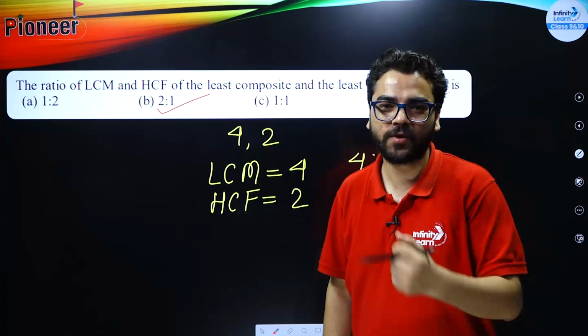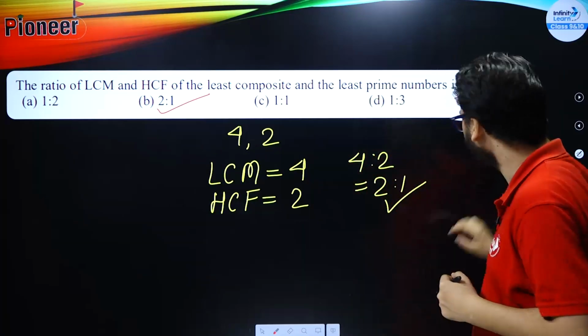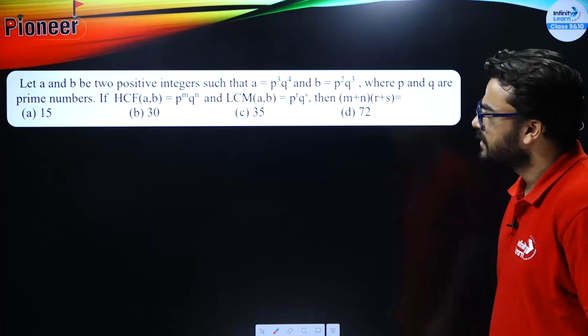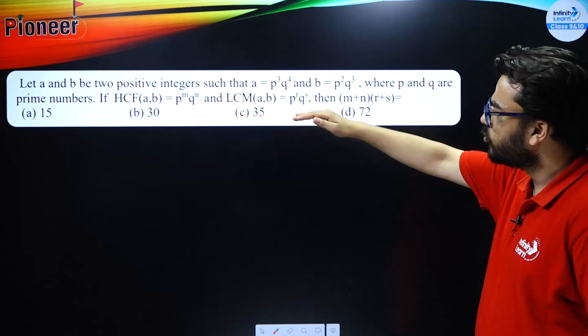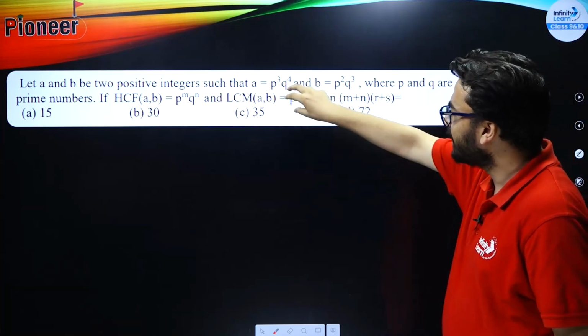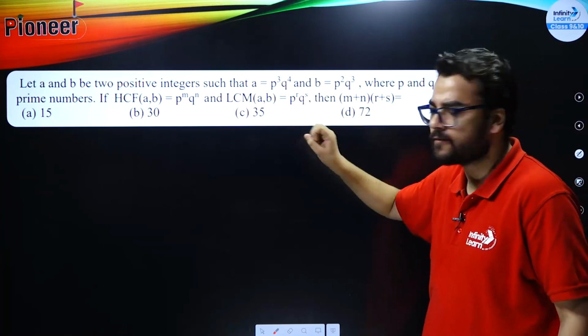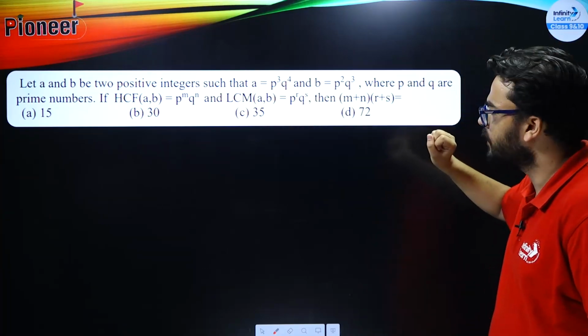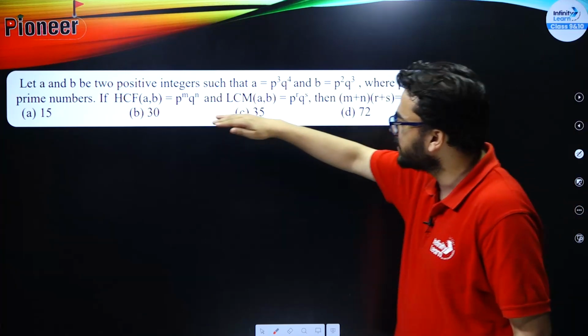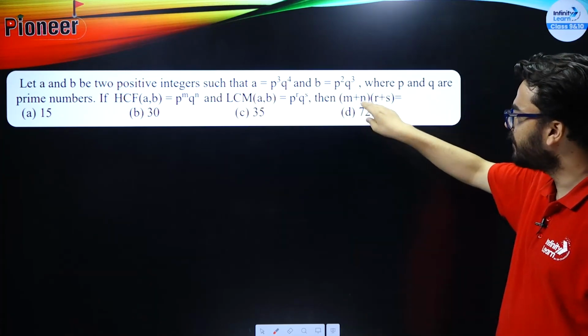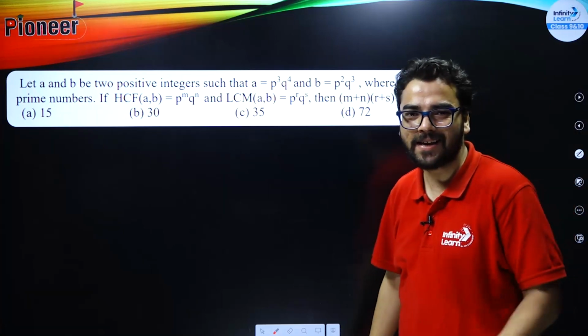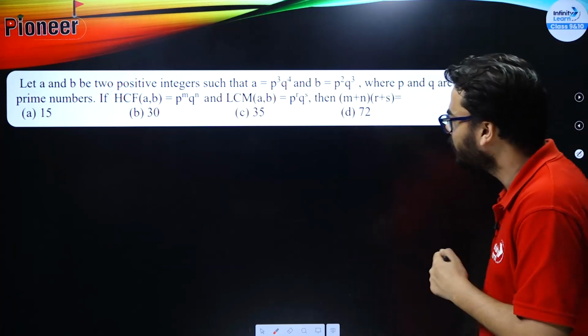Right. So let's move on. Let's do the next one over here. Suppose it is given that A and B are two positive integers such that A is this and B is this, where already it is given that they are in the prime factorized form. P and Q are prime factors. And HCF is this and LCM is this, then you have to find the value of m plus n into r plus s over here. So let's do that, guys.